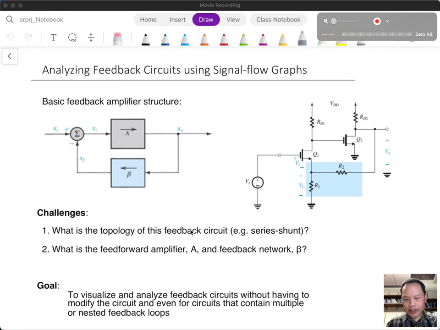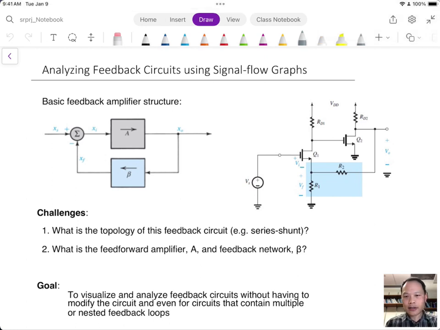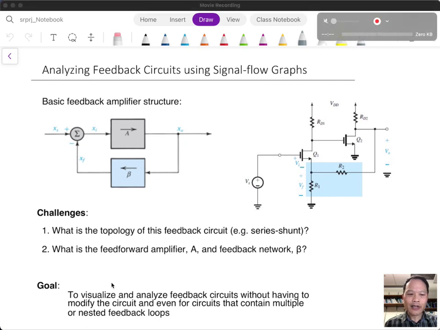This process, as shown in the examples, is prone to mistakes, and ideally there would be a system in place that would allow circuit designers to visualize and analyze feedback circuits without having to modify the circuits or break the loops, and would apply to circuits that don't necessarily follow this simple A-beta structure. In fact, this example has a nested feedback loop that is generated by the source degeneration in Q1. So that would be the goal.